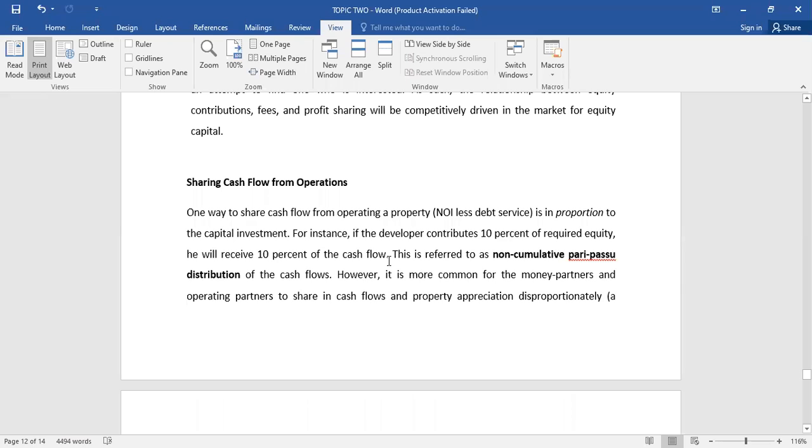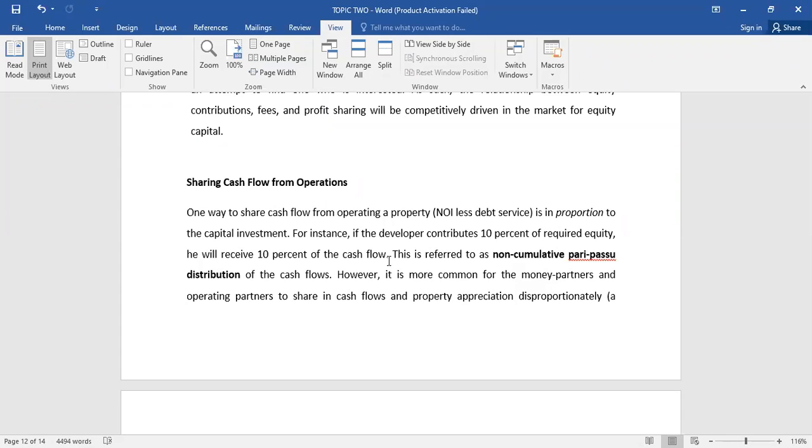So, sharing of the cash flow from the operations. One way to share cash flow is on the net operating income. So that proportion will be based on the capital that was invested. For instance, let's say the developer contributed 10%. He will receive 10% of the cash flow. So this is a cumulative distribution, or what you are seeing there as pari passu. Now, of the cash flow.